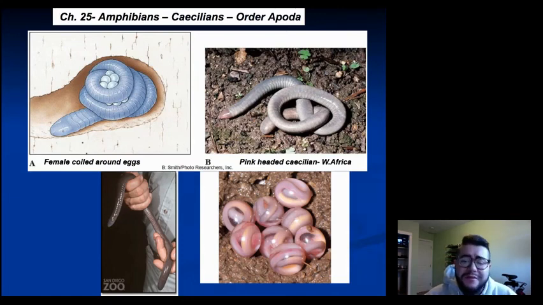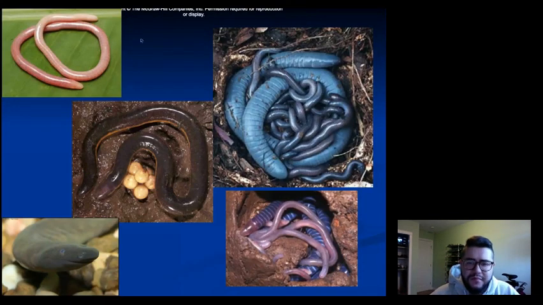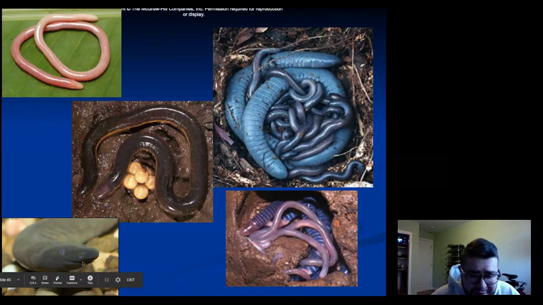And then the final order we have here to talk about is order Apoda, which are known as the caecilians. The caecilians, I think, again, look like a cross between an earthworm and a snake. You can see a couple more examples here. The difference in size they can take, adult and young. You can see, though, the eyes and the mouth definitely make them different than an earthworm.